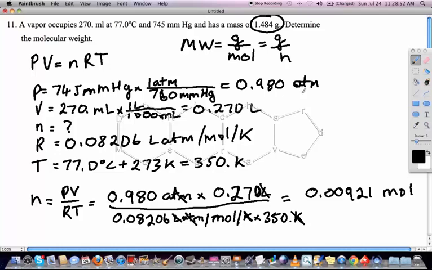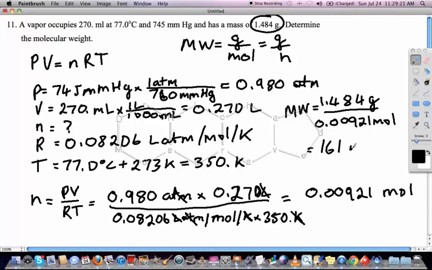Next, we can figure out what the molecular weight is, since we've got the grams and we've got the moles now. So MW is going to equal the 1.484 grams, and we get that from the problem, divided by the number of moles we actually have. And that's going to come out to be 161 grams per mole.